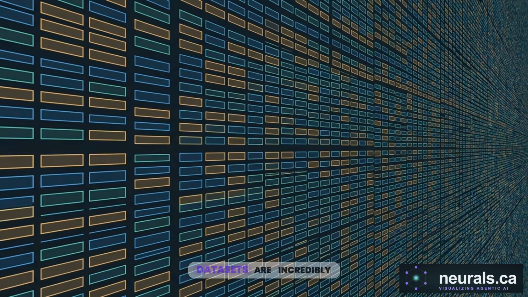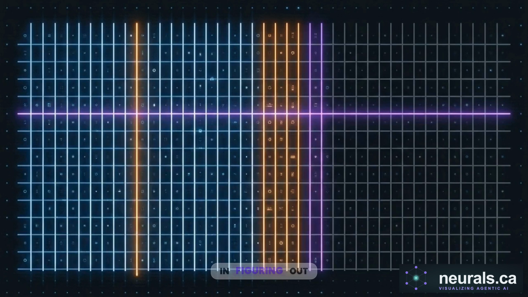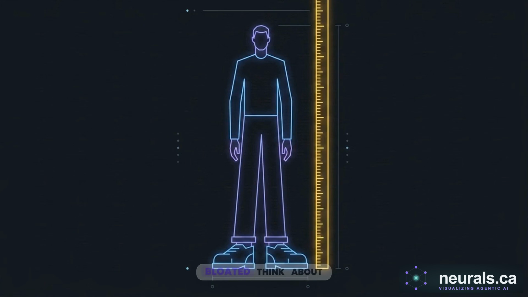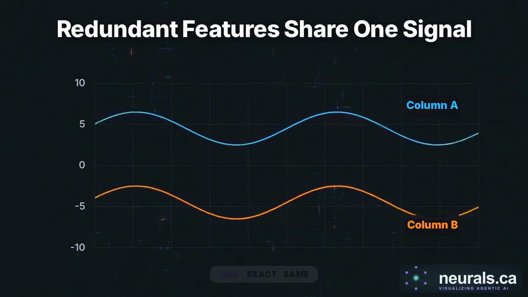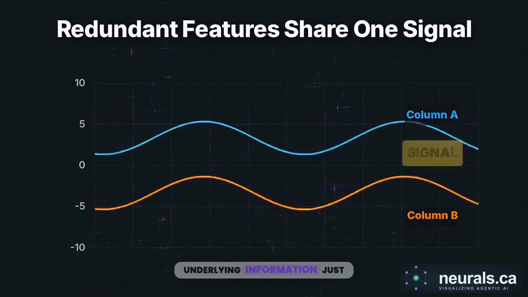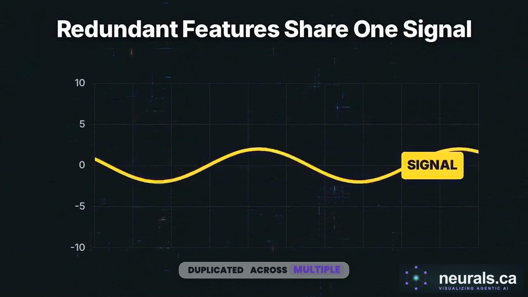Modern datasets are incredibly wide. You might have a spreadsheet with tens of thousands of rows, but also hundreds of different columns. The difficulty lies in figuring out which handful of those columns actually carry the signal you need. Most raw data is bloated. Think about tracking height and shoe size, or the color values of two pixels right next to each other in an image. They move together, carrying the exact same underlying information, just duplicated across multiple columns.